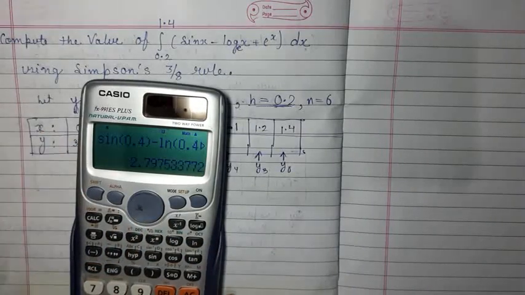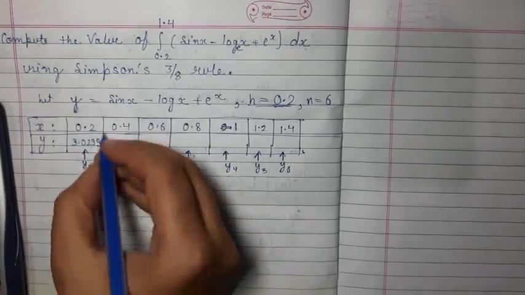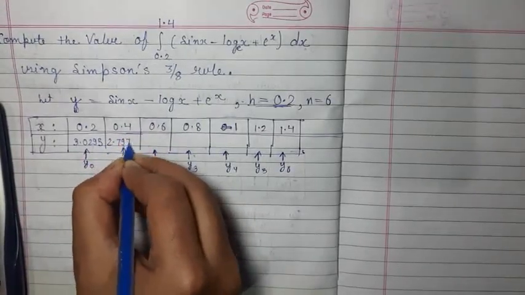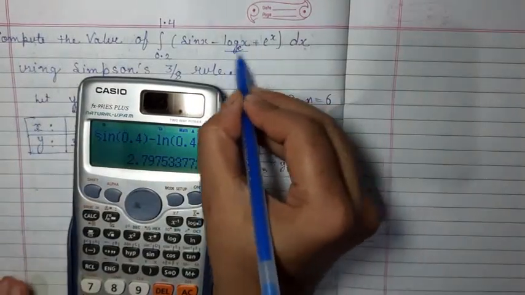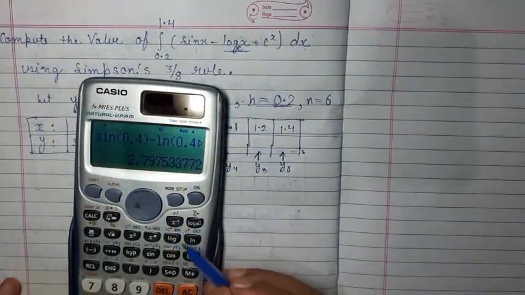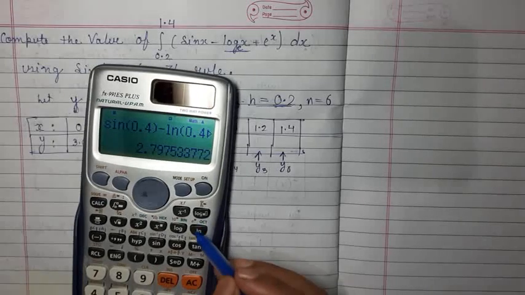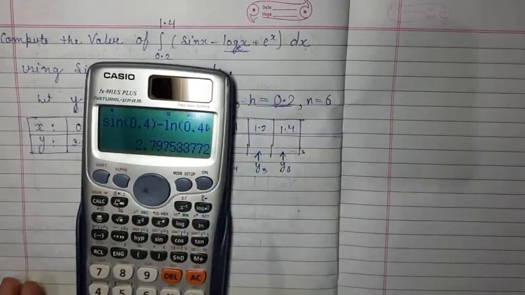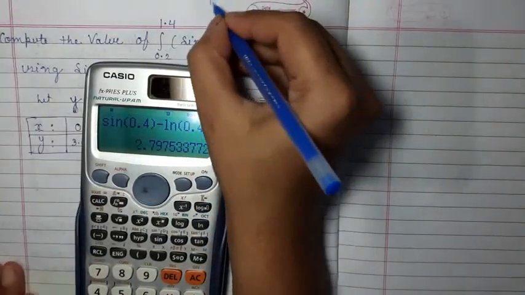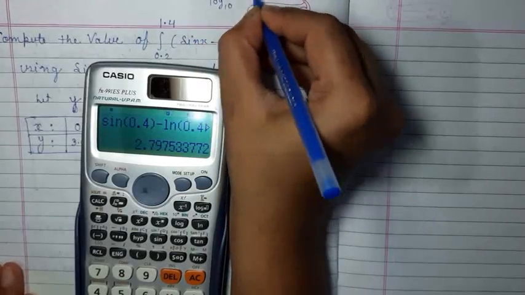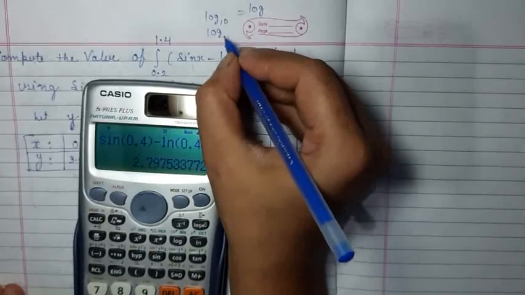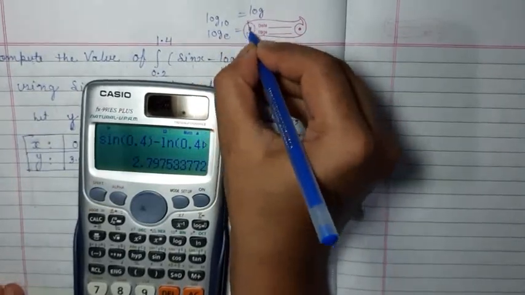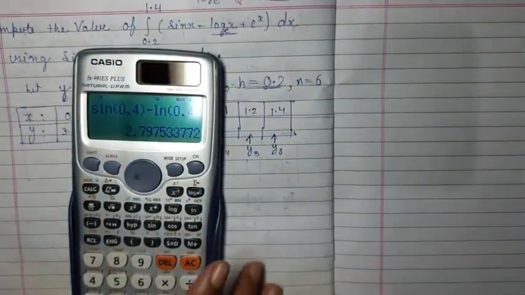Then in this case our value is 2.7975. So you only have to remember that if it is written log e, it means you have to use natural log, ln. If it is only log, it means base 10, so it is log. And if log e is there, it means ln. Okay, this is the basic difference.